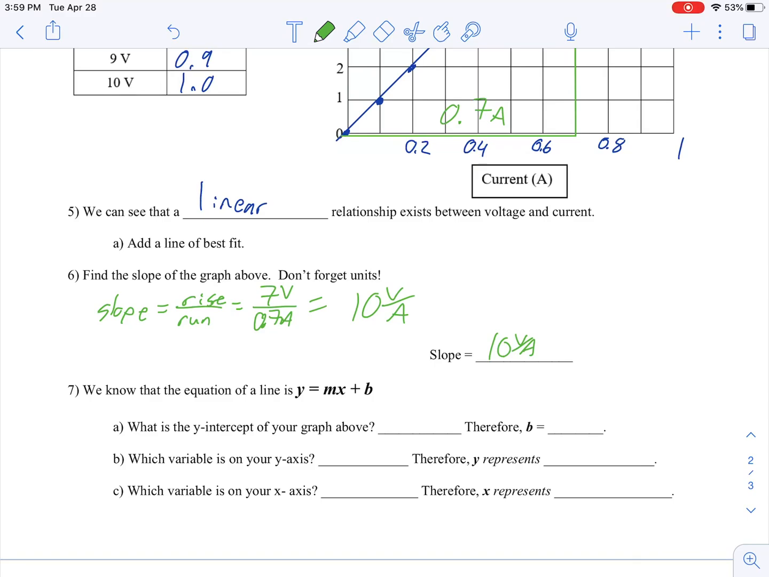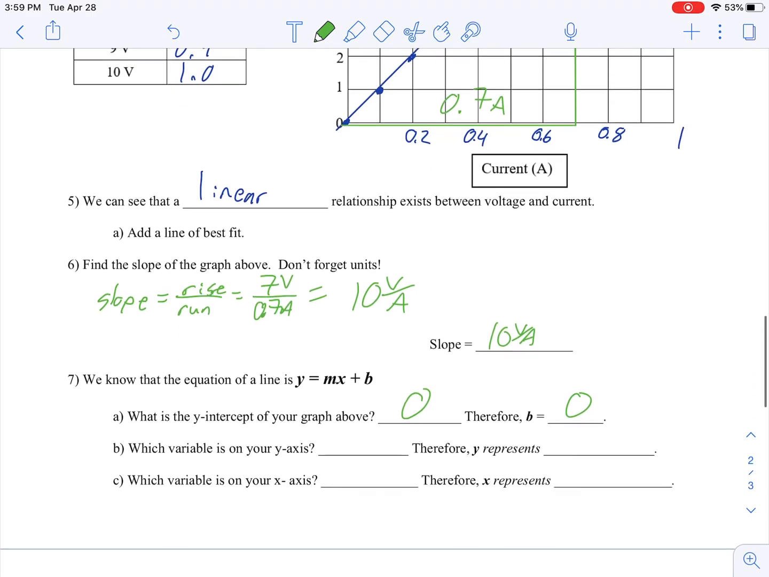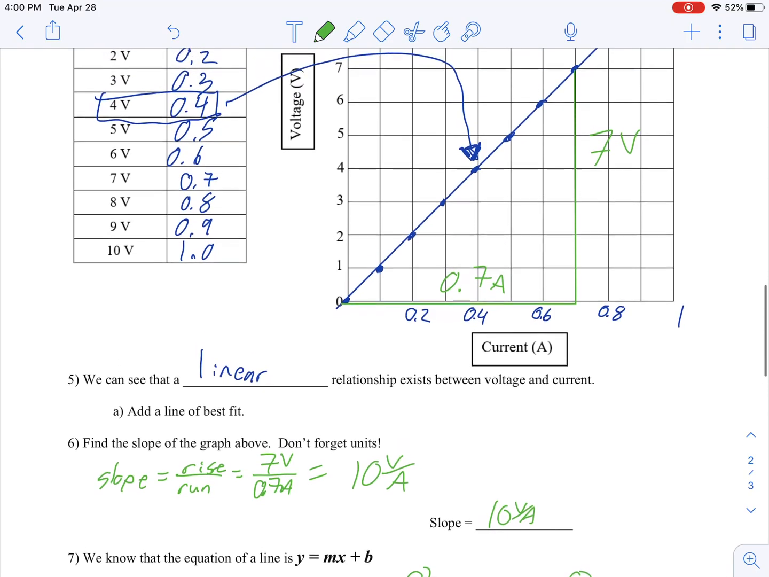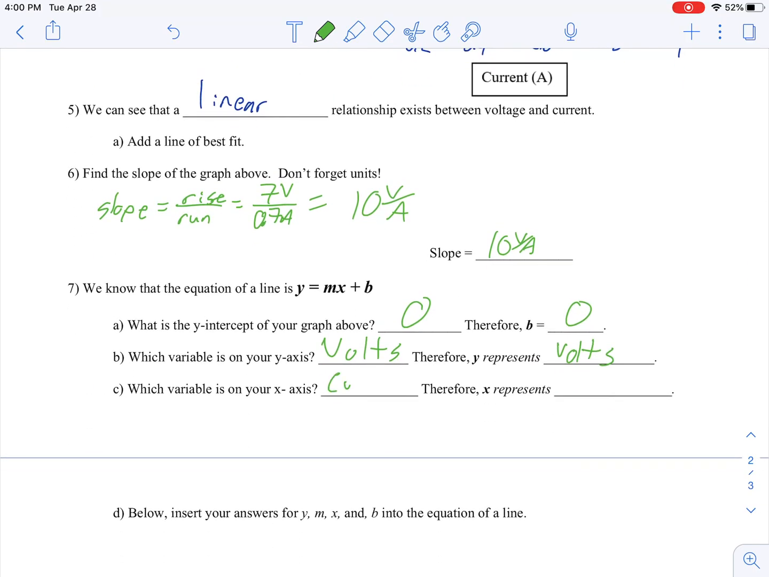So let's think about how we can create an equation of a line here. So our equation of a line is y equals mx plus b. Hopefully you recall that, where m is the slope, b is the y-intercept. So our y-intercept here, hopefully you see is 0, so b is 0. Which variable is on your y-axis? Looks like voltage. Therefore, y represents volts. And which variable is on your x-axis? Amps, or current. Therefore, your x is going to represent current.